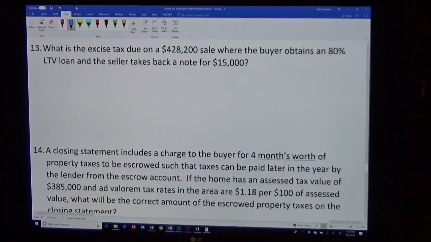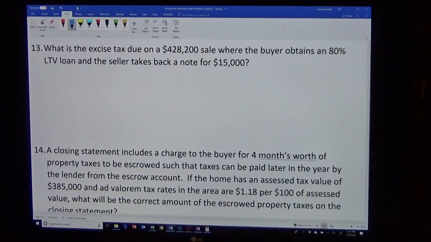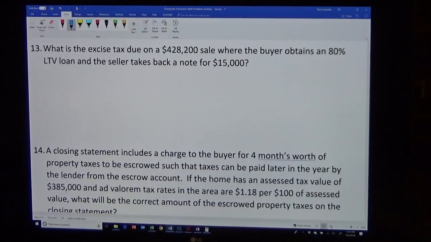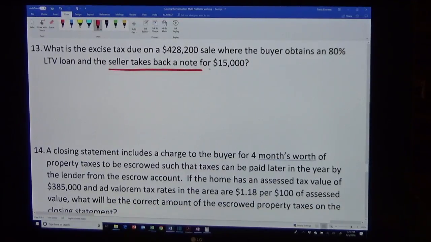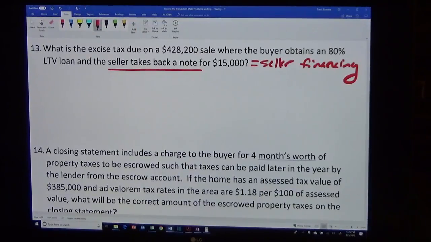Number 13, what are the excise taxes due on a $428,200 sale where the buyer obtains an 80% loan-to-value loan and the seller takes back a note for $15,000? Let's talk about a lot of this information that's in here. First of all, this seller takes back a note. That's seller financing. And what does that mean for this question? Absolutely nothing. I only want to point it out because I don't want you to be unfamiliar with the terminology. But we don't care about seller financing when we're talking about excise taxes.